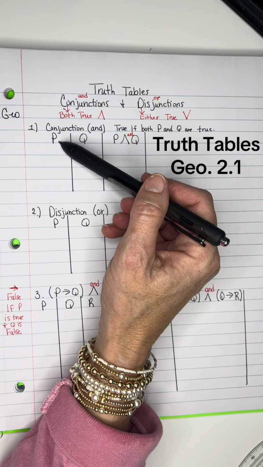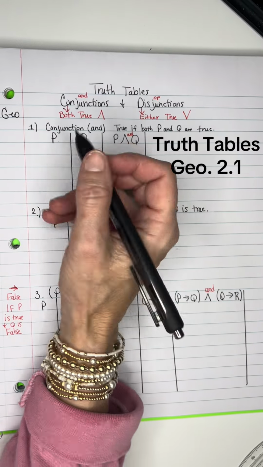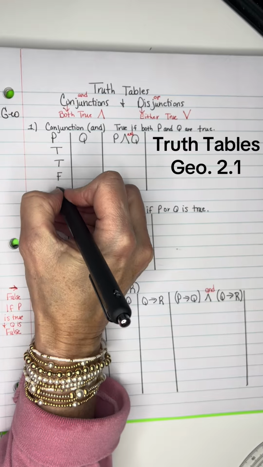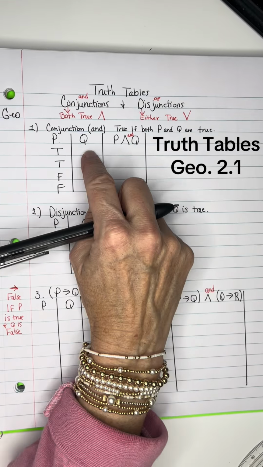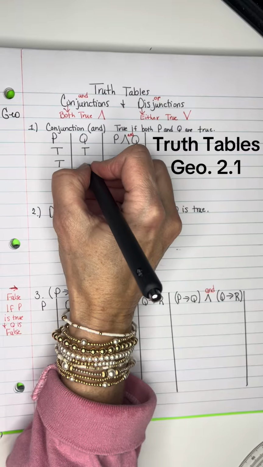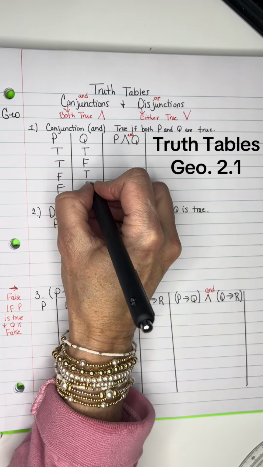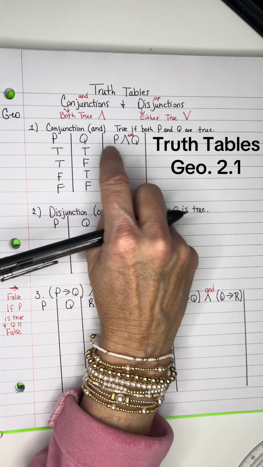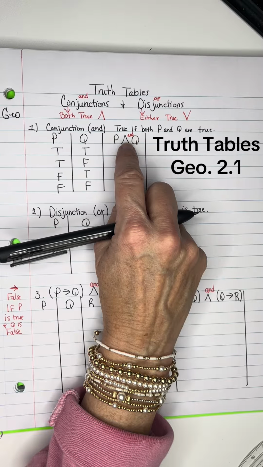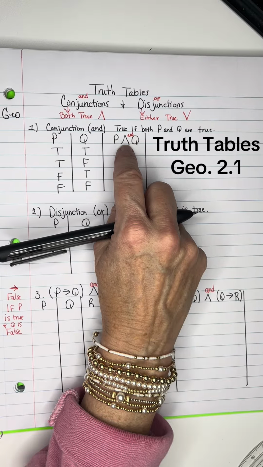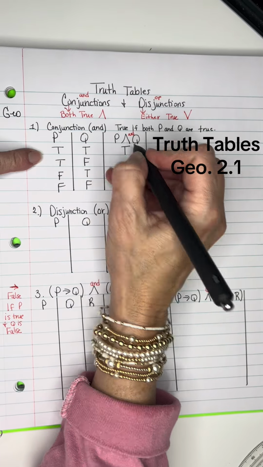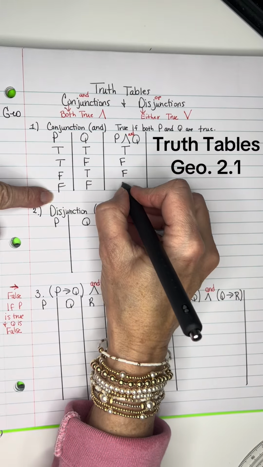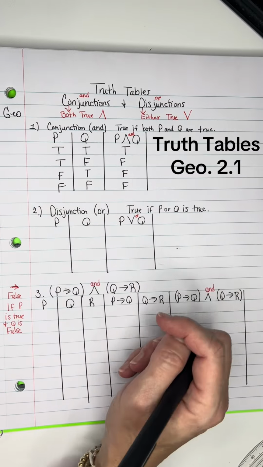All right, so for the hypothesis, there are 4 possible ways that this could happen. True, true, false, false. For the conclusion, we'll rotate those: true, false, true, false. And if it says "and," we're looking at both P and Q, and they both have to be true for the conjunction to be true. So this one's true, but the others would be false. So only one of those would be true.